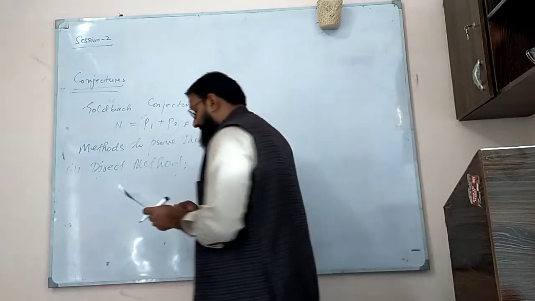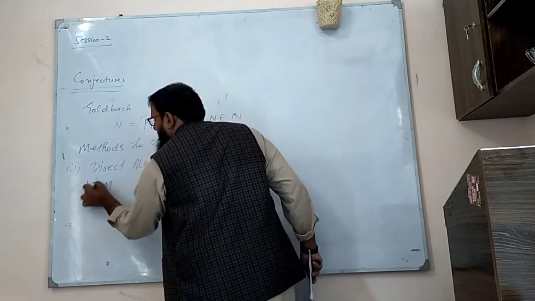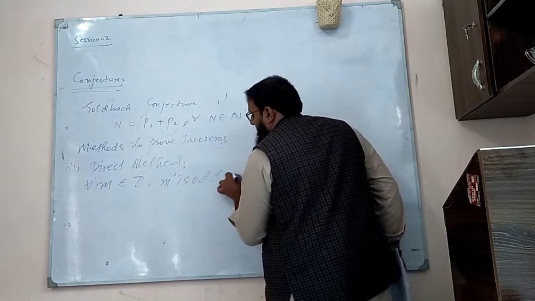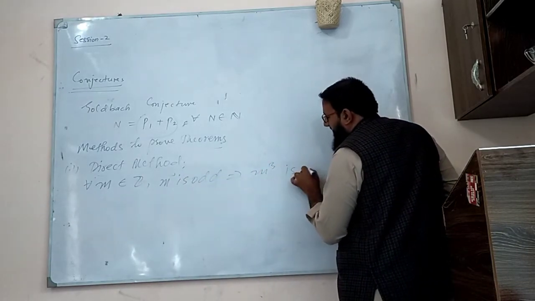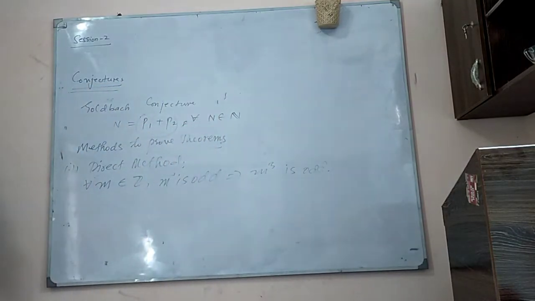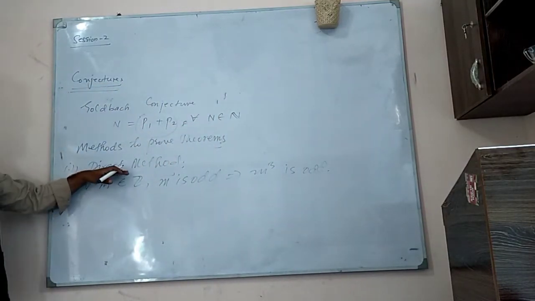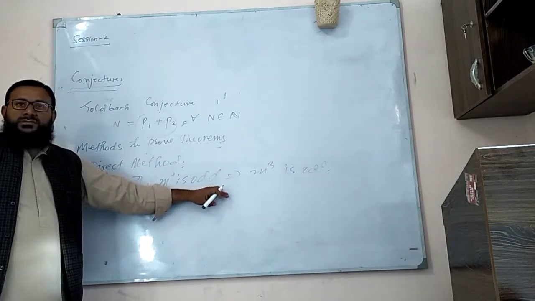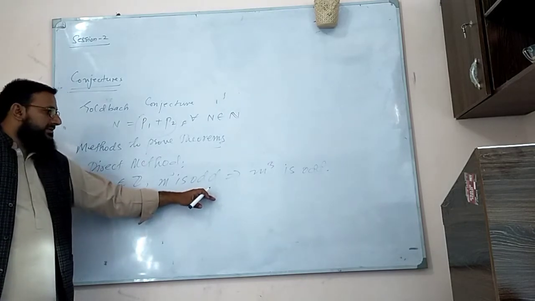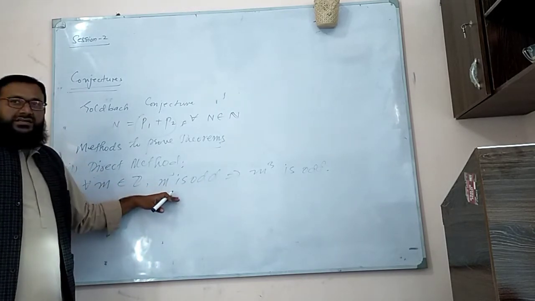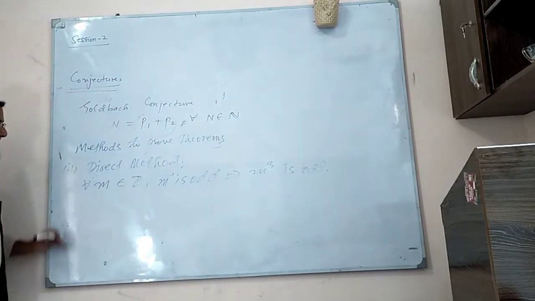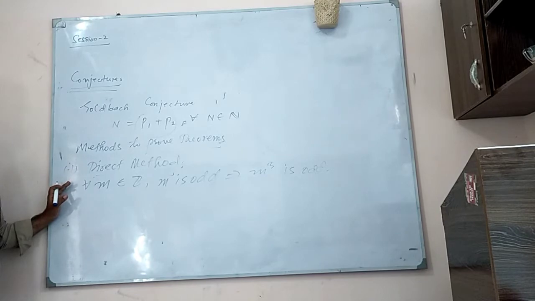Let m be an integer, it means for all m in the set of integers, if m is odd, implies m cube is odd. Direct method means you take your hypothesis, or whatever is given in the statement, and apply some mathematical formulations on it, and it must lead to the conclusion. This particular theorem can be proved with the help of the direct method.